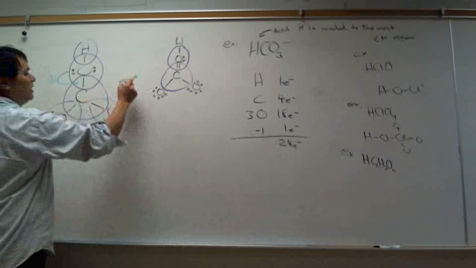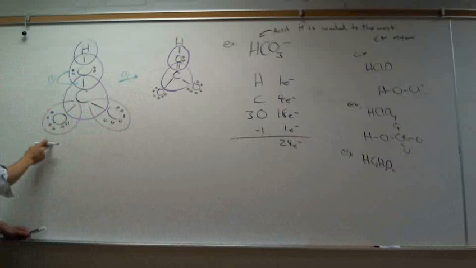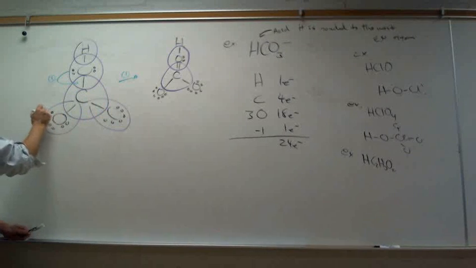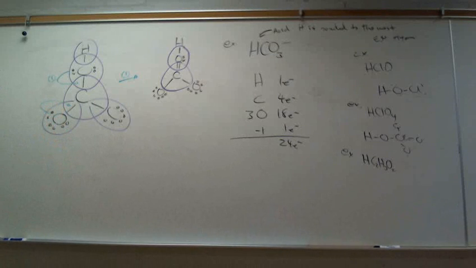We have choice 1. We have choice 2. We didn't have to take this oxygen. We could have picked any of them. So let's pick this oxygen. We'll take this pair of electrons and then just donate it to the bond. And so that would be choice 2.